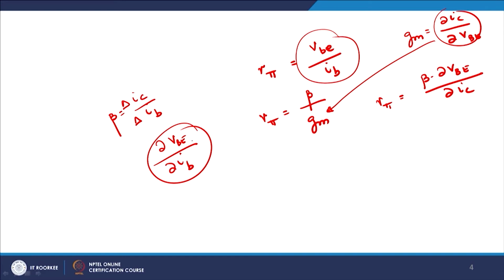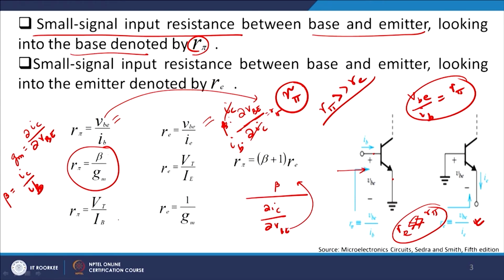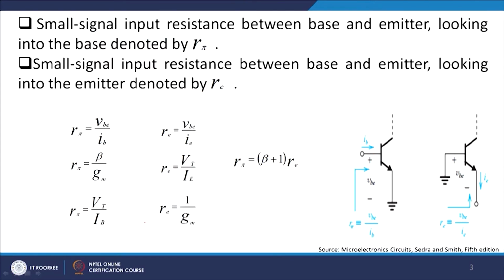Since it is a small signal, del VBE equals VBE and del IB equals IB, and this is a valid assumption which we get. So, I get beta by GM as the R pi value, fine. Beta has relatively very high values, and therefore, R pi will be very high. So, this is what we get from our discussion.